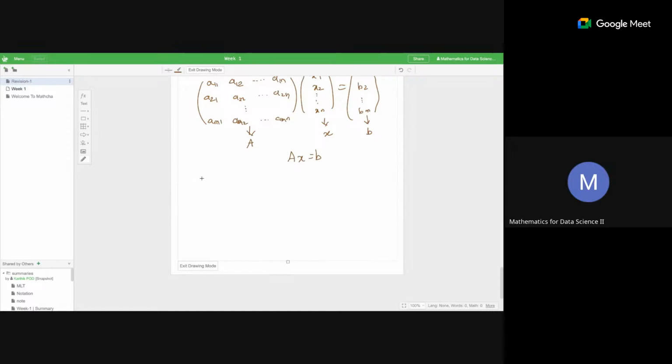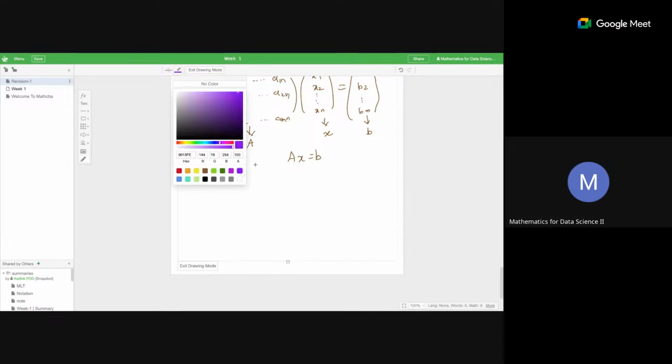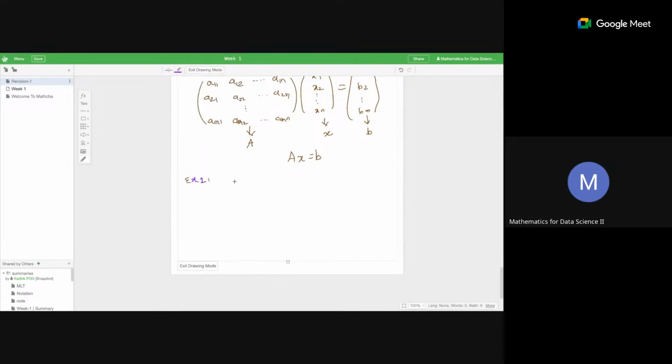You tell me what is A, X, and B. So let us say you have 2x minus y is equal to 6, x plus y is equal to 4. Can you tell me what is your A? 2, minus 1, 1, 1.